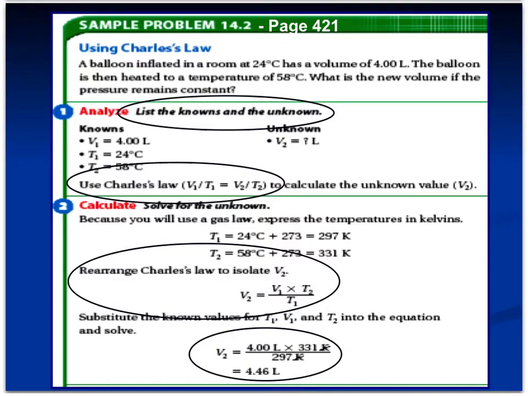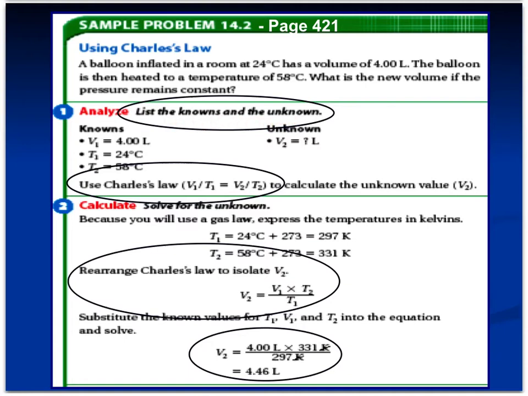So here's another example problem for using Charles' law. It says a balloon is inflated at room temperature at 24 degrees and it has a volume of 4 liters of gas. The balloon is heated to a temperature of 58. What is the new volume if pressure remains constant? So just think about this. We're at a certain temperature, we have a certain volume, and we increase that temperature. Remember we talked about knowing the theory and being able to do the mathematical calculations. I'm hoping you're already able to make a prediction that as the temperature increases, the volume must increase too, because it's going to increase the speed and make those particles expand outward. But let's go ahead and look at the math for this.